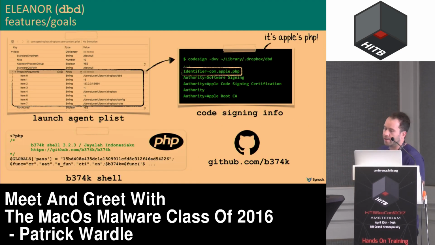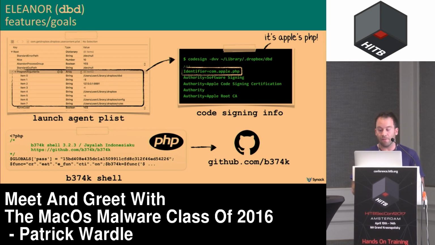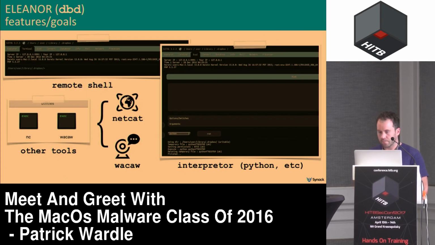The final launch agent that the malware persists is called DBD. And if we look at it, it actually turns out to be Apple's signed copy of PHP. If we look at the property list that persists this binary, we can see it's executed with various command line parameters, including the S argument, which runs a built-in web server. So if we look at what it's serving up, we can see that it's a copy of an open source PHP shell. What this shell provides, a little hard to see, is complete remote control over an infected computer. So it gives the attacker a remote shell, a file explorer, script interpreter, etc.